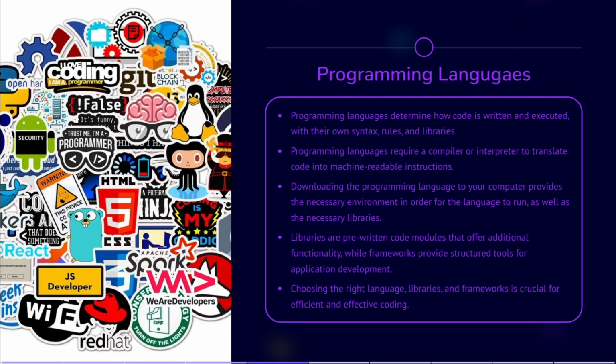Programming languages are typically not directly executable by the computer's hardware. Instead, they require a compiler or interpreter to translate the code into machine-readable instructions. A compiler translates the entire program into machine code, while an interpreter executes the code line by line.